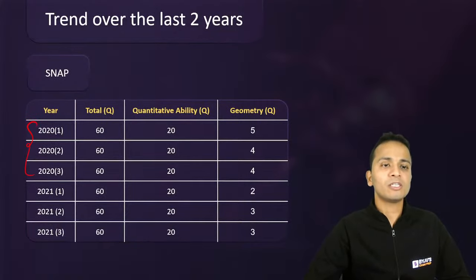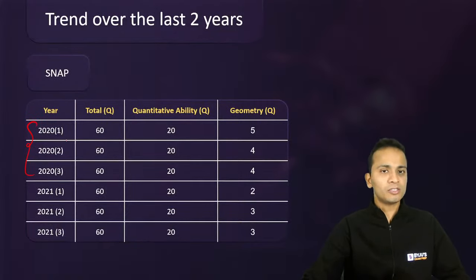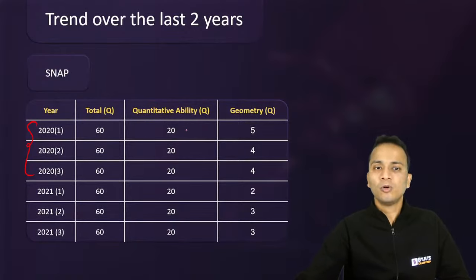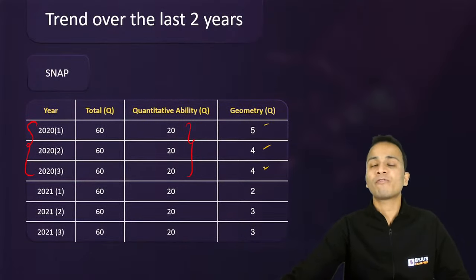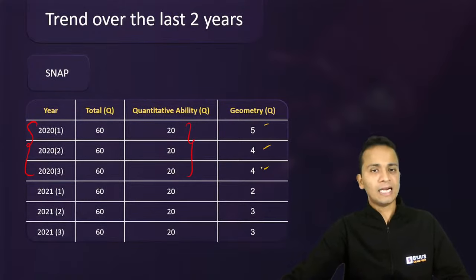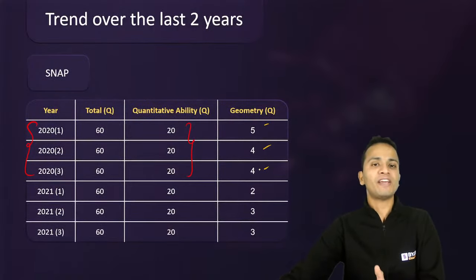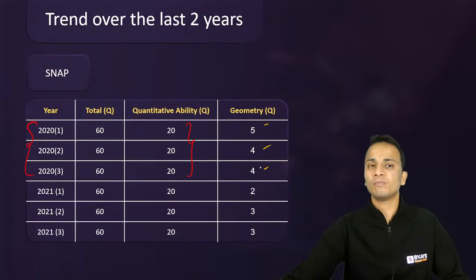So talking about SNAP 2020, all the three slots. So the total number of questions in QA section were 20 in each of these slots, out of which 5, 4 and 4 questions were from geometry. So I can say that yes, 20 to 25% of the questions were from geometry.